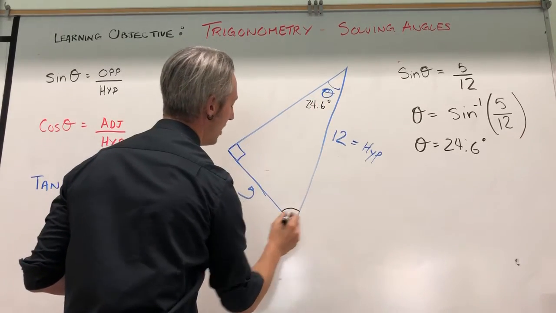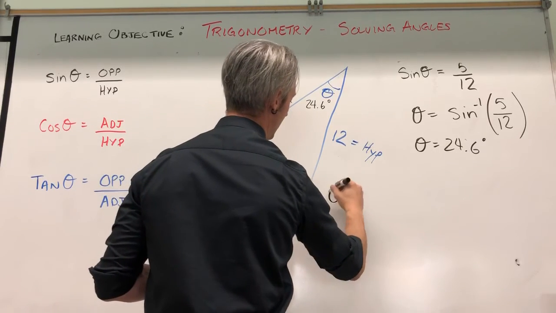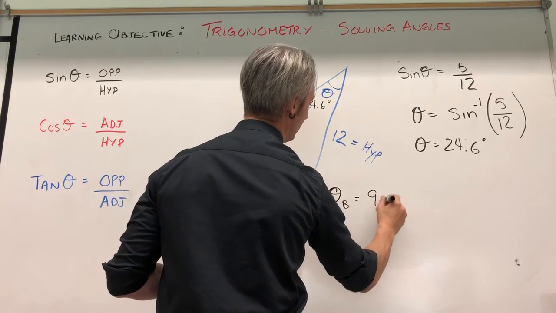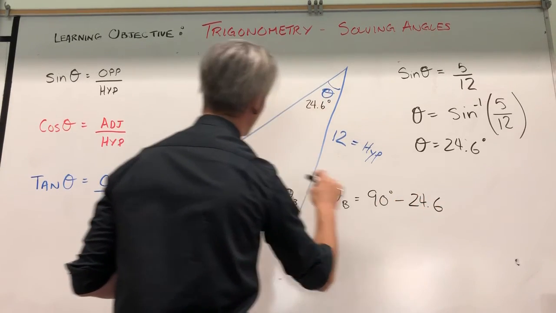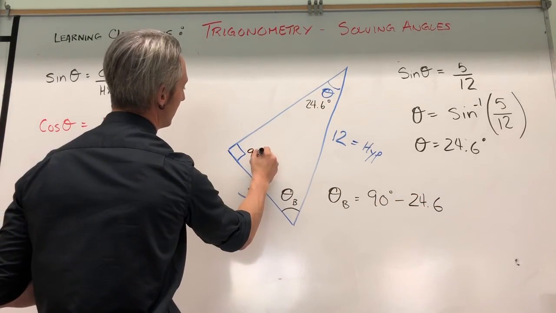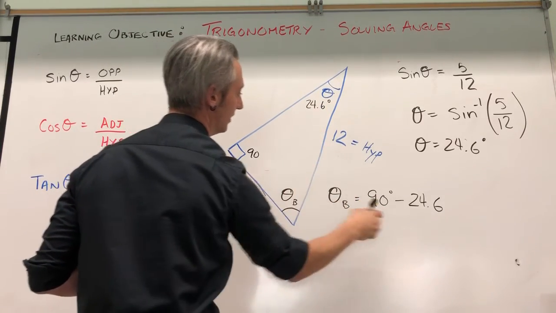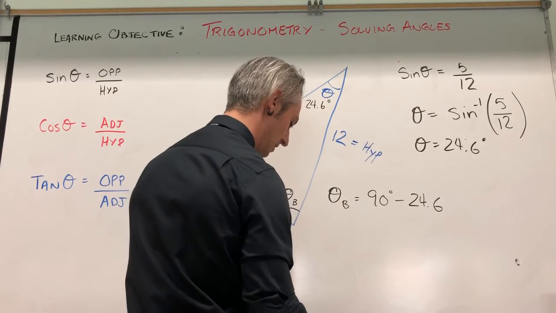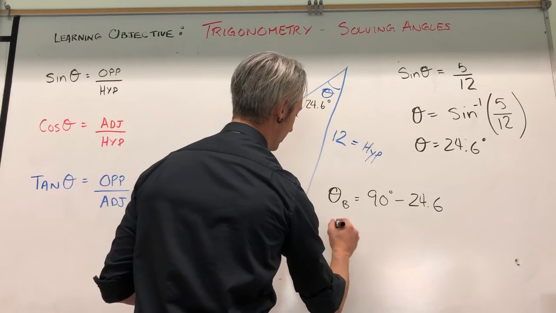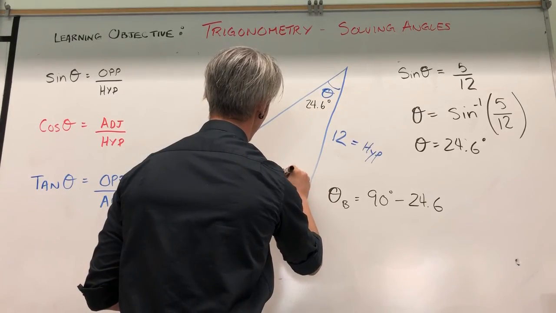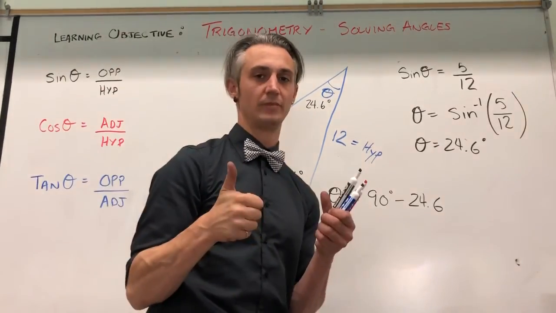And then I automatically know that this, we'll say this is angle B, is 90 degrees minus 24.6, because 180 minus 90 here will give 90. So that's our starting point, and then these two have to add up to 90. So 90 minus 24.6 gives me 65.4. This is 65.4 degrees. Awesome, thank you.